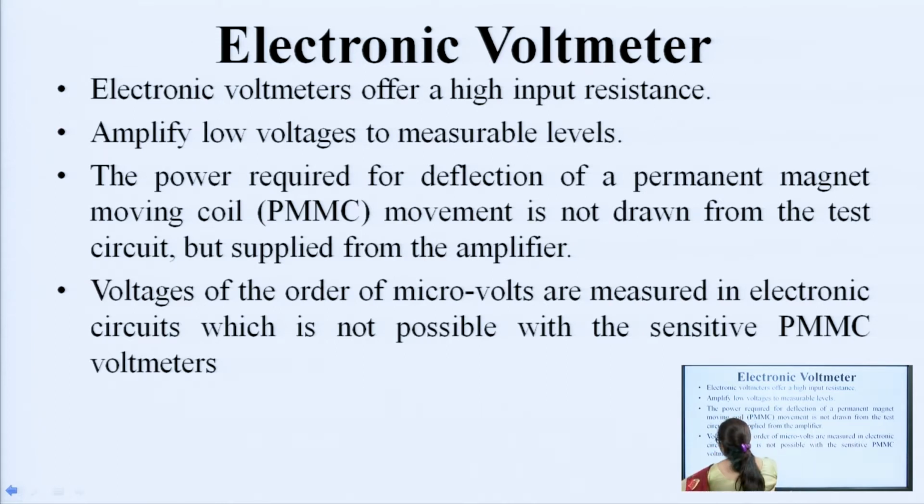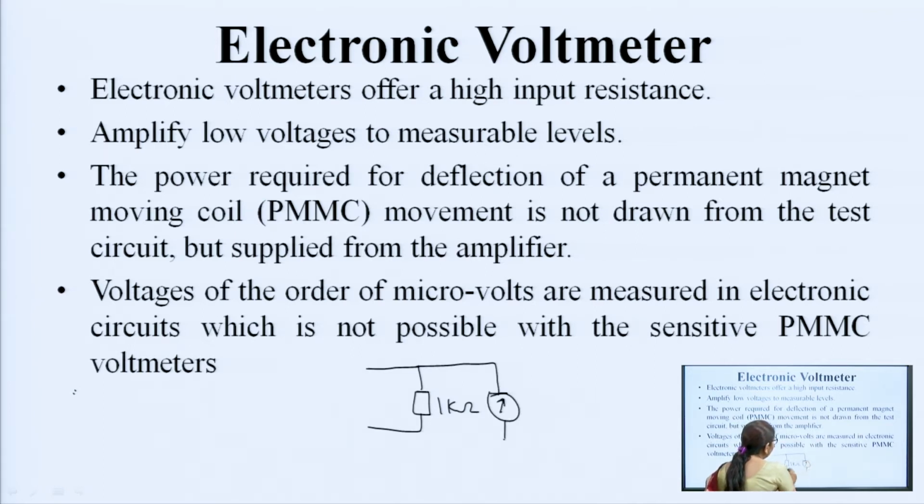Suppose we are using a PMMC instrument. Suppose this is a resistance whose value is 1 kilo ohm, and we are using an electrical instrument which has an input resistance of, suppose, 100 kilo ohm. So, if we connect a voltmeter having an input resistance of 100 kilo ohm across this 1 kilo ohm resistance, what will happen to the voltage across this resistance?